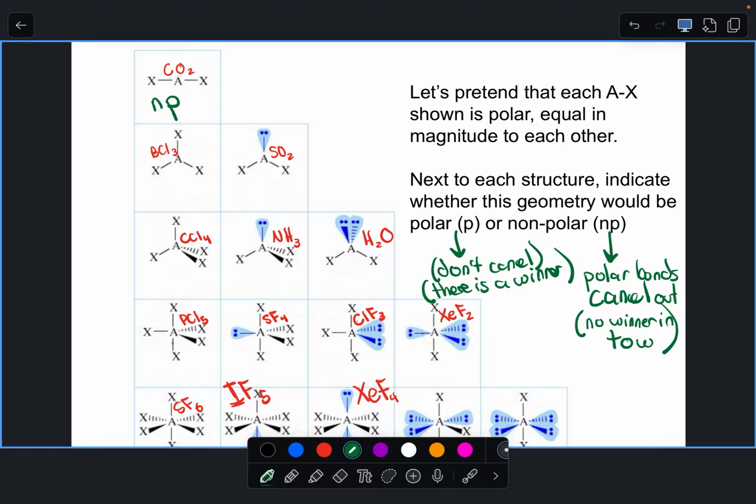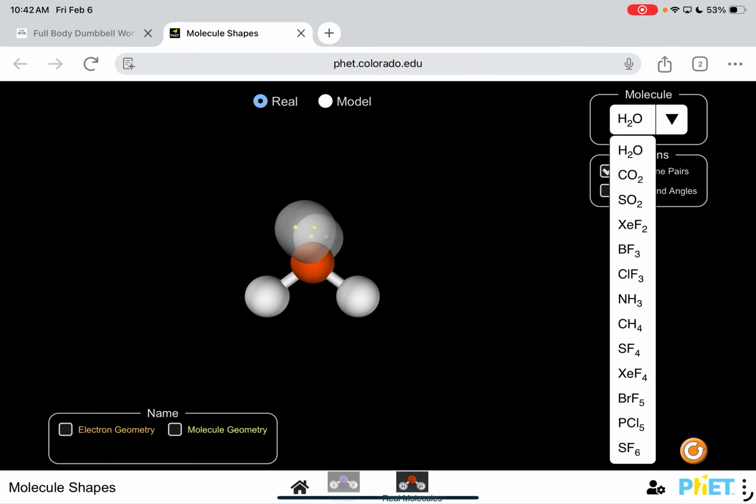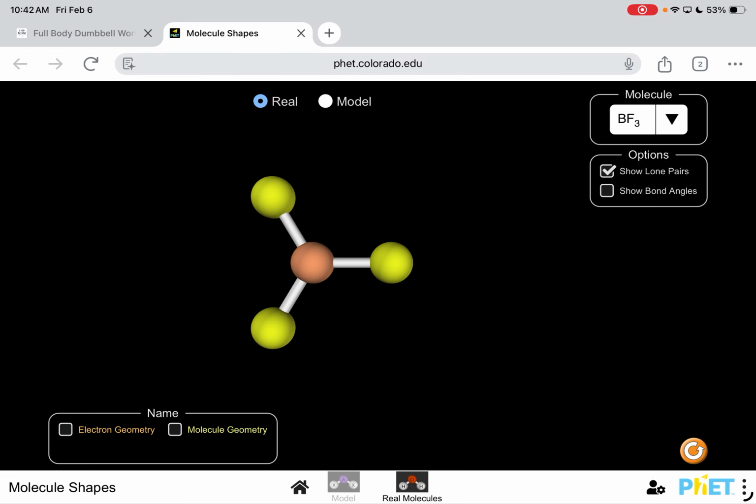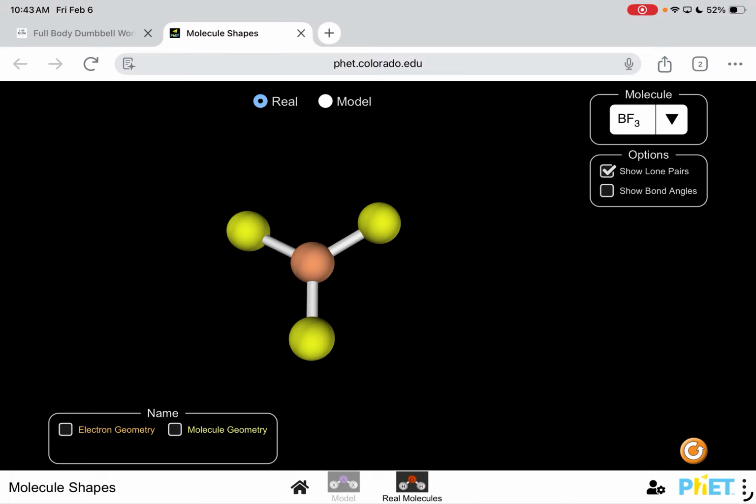Okay, so moving on to the second row, BCl3 and then SO2. So I'm going to open up the simulation. And what we might be able to do in this case, it's close enough, we can actually use the real molecules. So if you're going through this on your own, and this might give us the last two examples too, you can use the real molecules if you want. Okay, so this says it's BF3. It's going to look the exact same as BCl3.